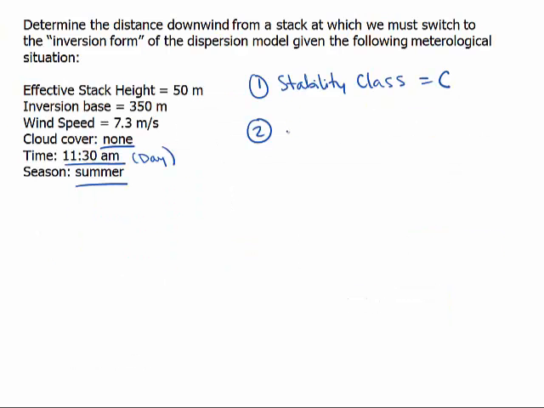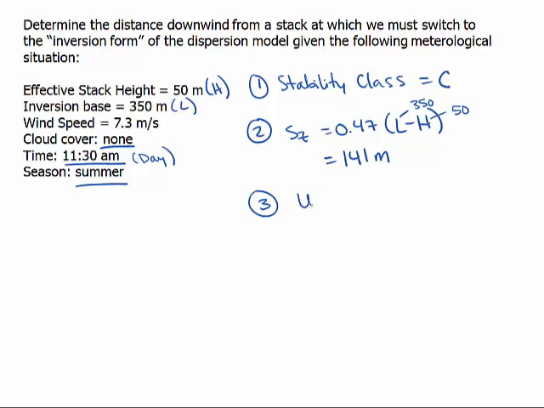The second thing that you'll do is solve for S of z with an inversion, 0.47 times L minus H, and you should get 141 meters. L here is 350 meters, and the effective stack height is given. The third thing you'll do is use the plot to find x of L at this S of z. When you do that, you should find an x of L of about 2.5 kilometers.